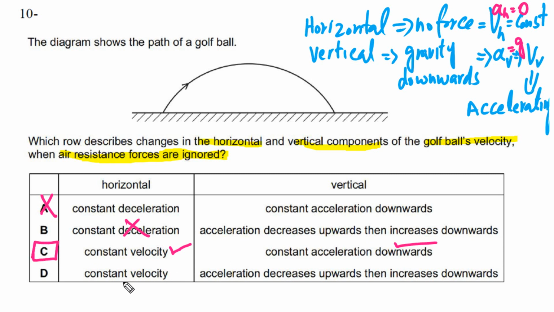Let's look at option D as well. Constant velocity, that makes sense. Acceleration decreases upwards, that is wrong. So D is not the answer, C is our answer for this question.